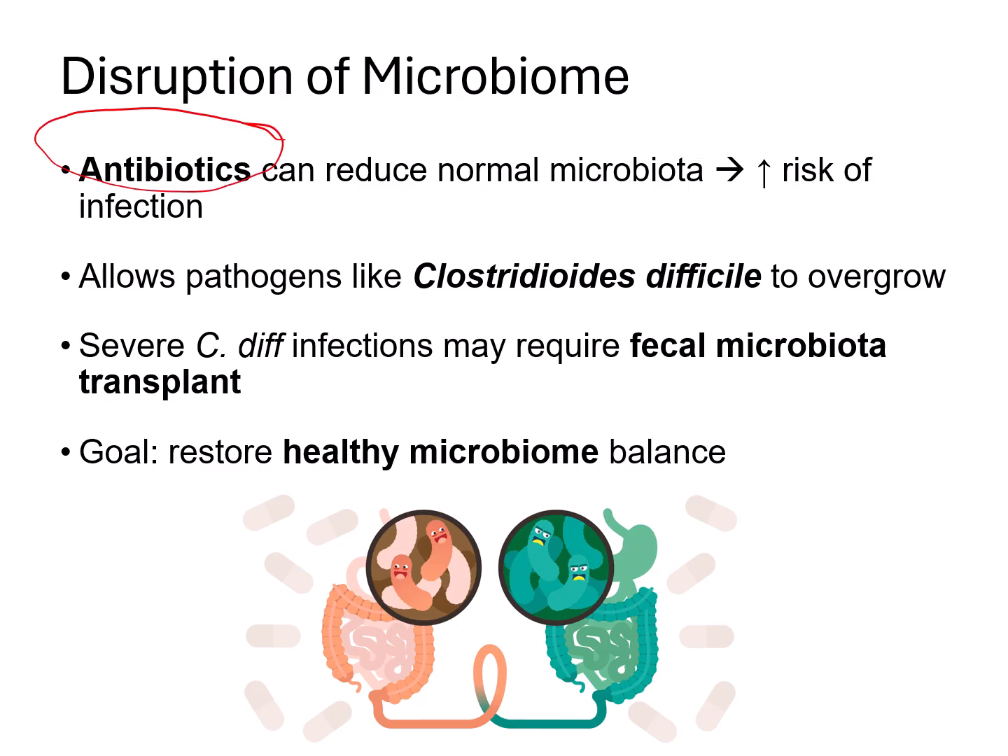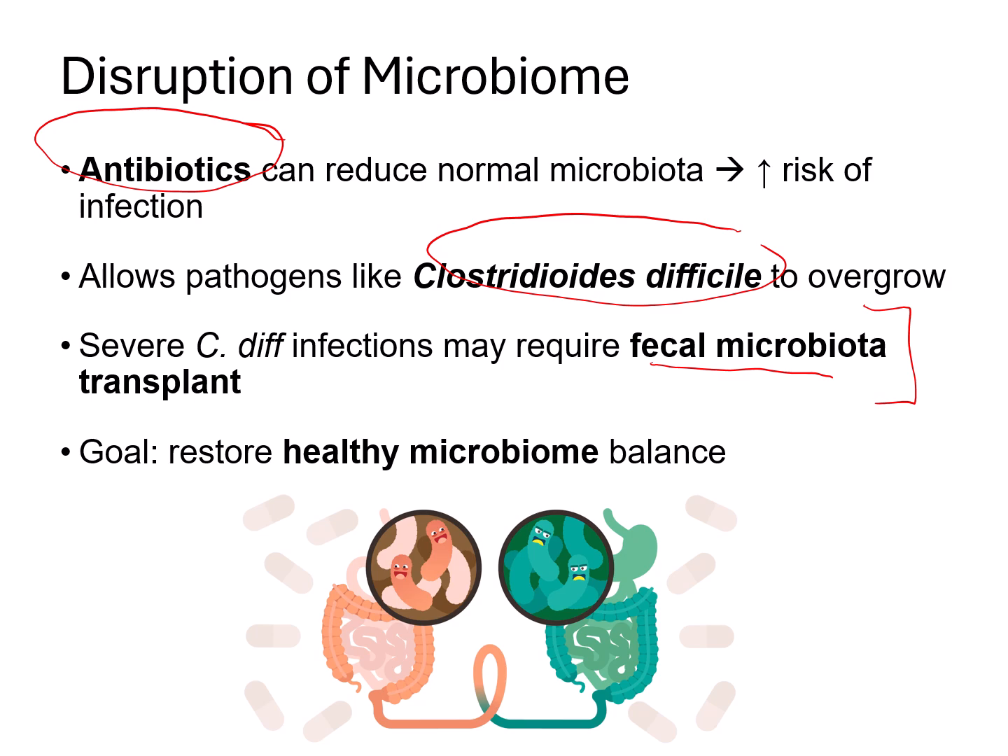Antibiotics can disrupt the normal microbiota by killing off the beneficial, the good bacteria, and that can allow pathogens like Clostridioides difficile to multiply unchecked, which can lead to severe diarrhea and colitis. In severe or recurrent cases, sometimes a fecal microbiota transplant may be used to restore bacterial balance.